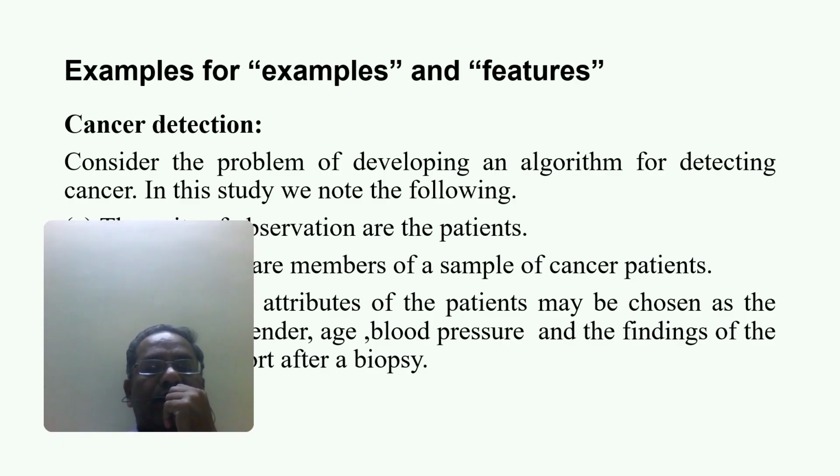Here I'm going to consider the examples as the members of the sample of cancer patients, and the features of the particular patients will be chosen like age, gender, either male or female, and the health report of a person, like blood pressure or whether diabetic or something else, and we can find the pathology test or biopsy test. These are the features of diagnosis for the detection, and this is the best aspect of the point of observation.